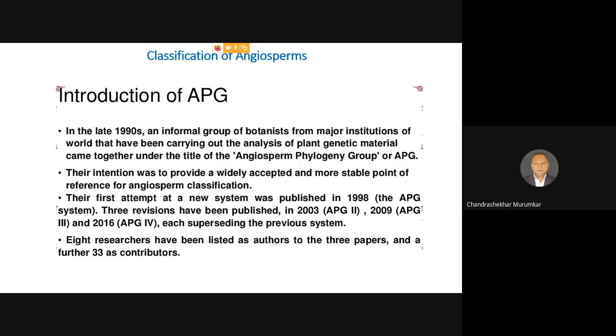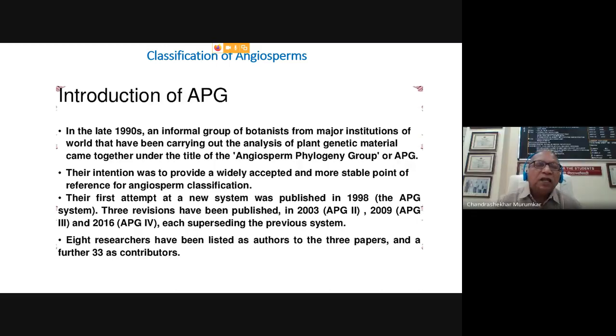Now, in order to publish whatever data was coming together and the way it was presented in the journals, eight researchers initially were listed as authors. And these eight researchers produced three research papers. And furthermore, more than 33 other researchers from all over the world contributed additional information to this basic classification system. And that's why they were also called contributors.